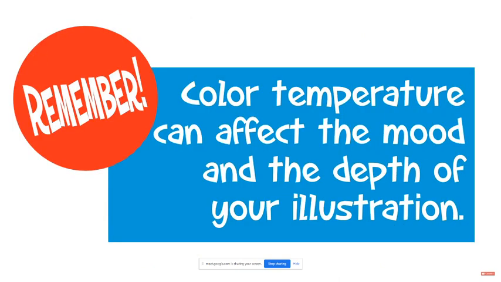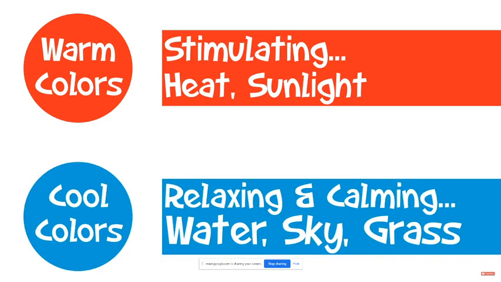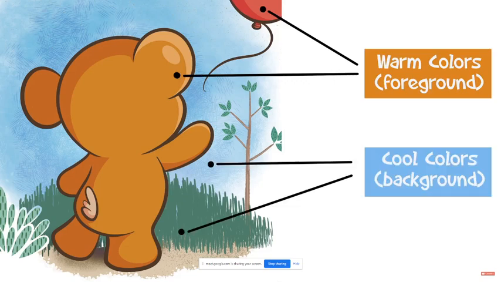So the key here to remember is color temperature can affect the mood and the depth of your illustration. Warm colors, they really make us think of things like heat or sunlight, and they're stimulating, while cool colors are more relaxing, they're more calming, and they remind us of water, sky, or grass. Warm colors stand out more, they come to the front of a design, while cool colors tend to recede. This is a great way to give depth to your illustrations by using warm colors in the foreground, and then cool colors for the background. You can create a lot of contrast in your designs by playing warm and cool colors off of each other.